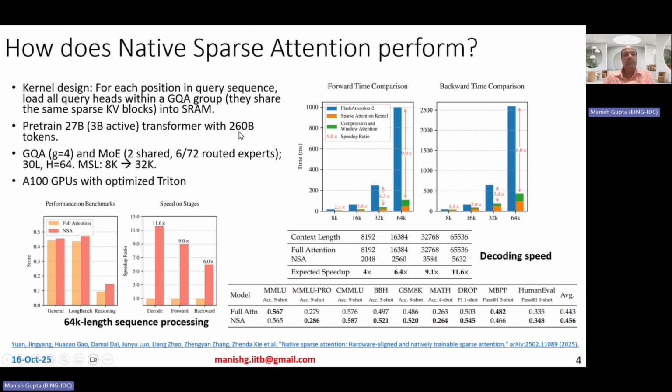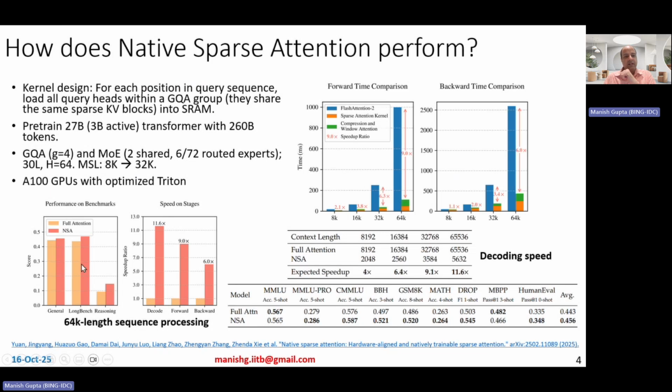Now, it is pre-trained with about 260 billion tokens of data, and the model has 30 layers with 64 attention heads. It is pre-trained with sequences of 8K in length, which they increase in the mid-training phase to 32K using the standard YaRN strategy. They do experiments on 800 GPUs with optimized Triton, and the results are based on that.